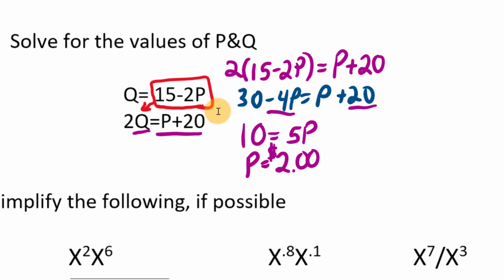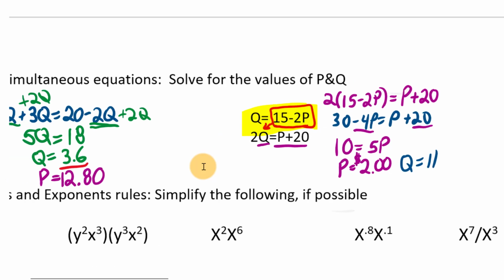Now we just take that 2 and plug it back into either equation, and probably this top equation here is going to be easier because we just plug in 2 here. 2 times 2 is 4. 15 minus 4 gives us the equilibrium quantity is going to be 11. So the equilibrium price is $2, and at that price, people are buying 11 units, assuming that's the context of what we're talking about here, is demand and supply.